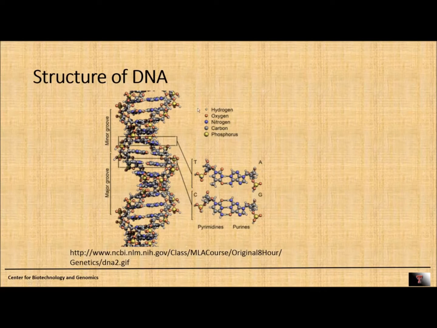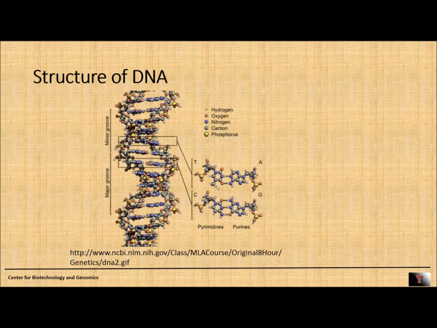While the sugar phosphate is common to the entire DNA strand, what is unique is the nucleotide base. You have adenine (A), T is thymine, C is cytosine, and G is guanine.